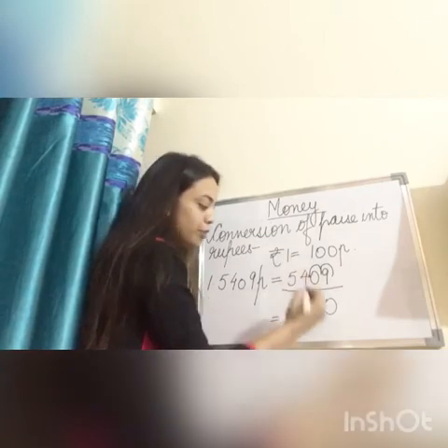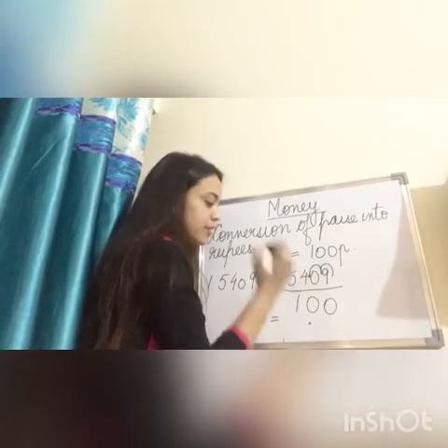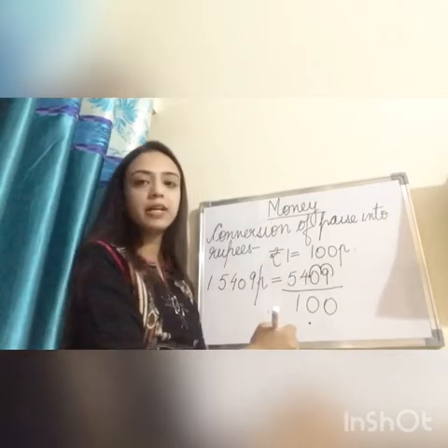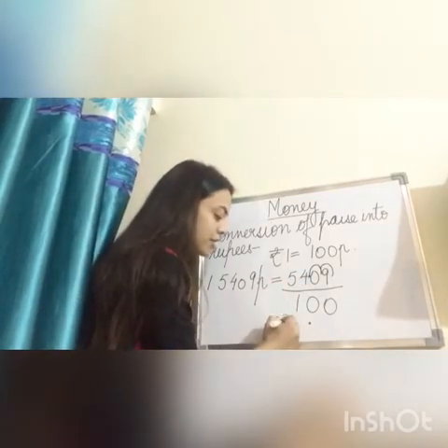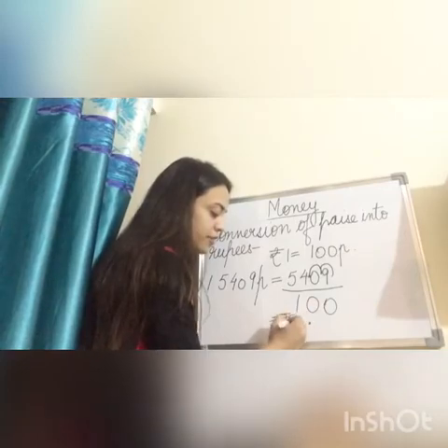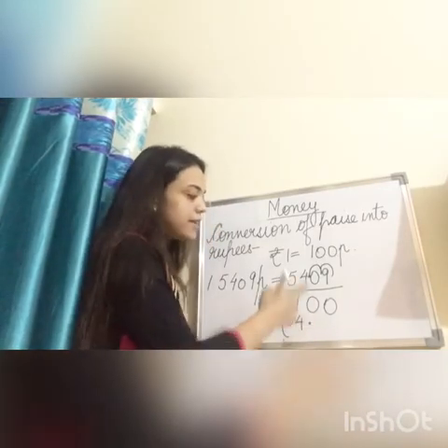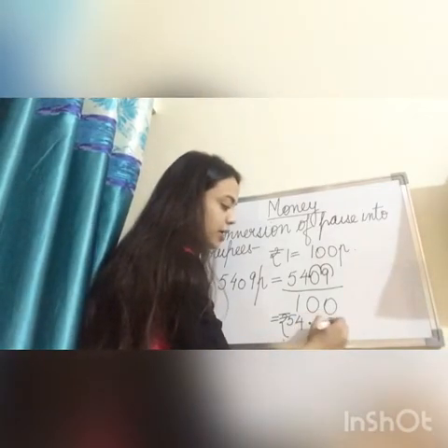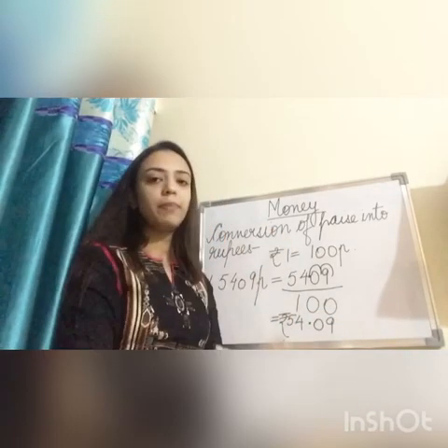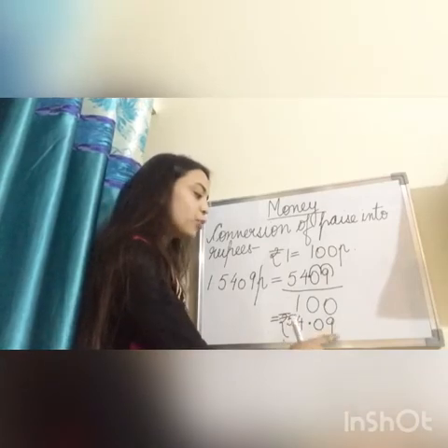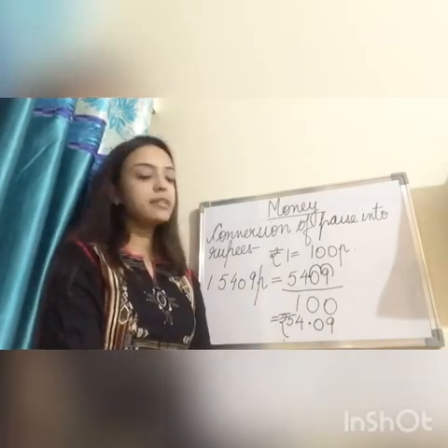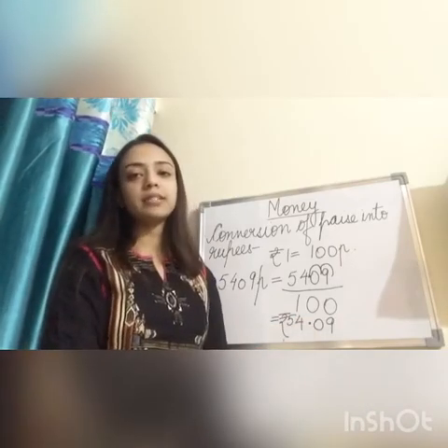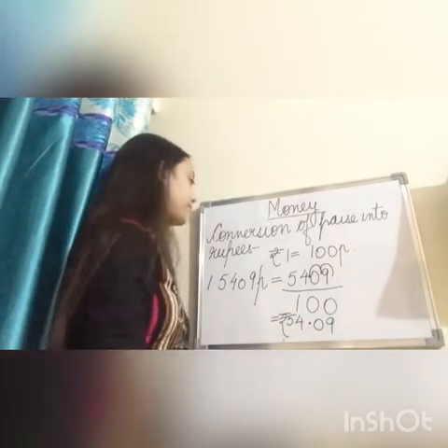Now where you had put a decimal, just put a decimal here. And then before the decimal, the numbers represent rupees. So rupees 54, and after the decimal the number represents paise, 09 paise. There's no need to write paise because after the decimal both the numbers represent paise. So 54 rupees 0.09 is the answer.